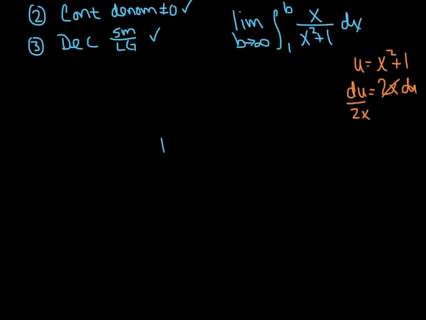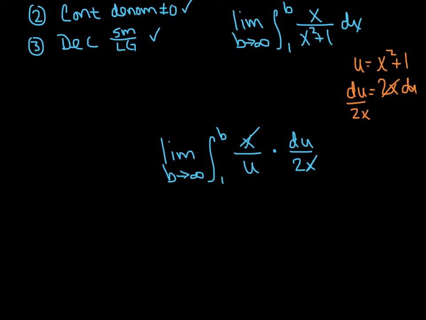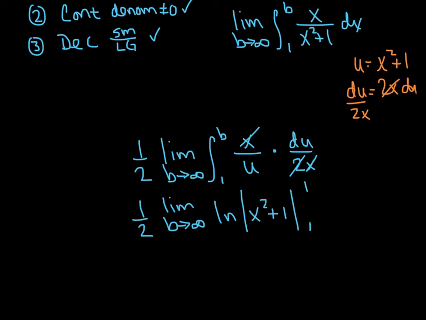So we've got the limit as b approaches infinity, x over u times du over 2x. Great news here, cancel the x's, so it's exclusively in terms of u. We'll factor out the coefficient. My antiderivative is going to be the natural log of u. And let's see here. What I'm going to do is I'm going to go back and rewrite my antiderivative in terms of x right off the bat so that I don't have to change my bounds here. And now we'll plug in the bounds.